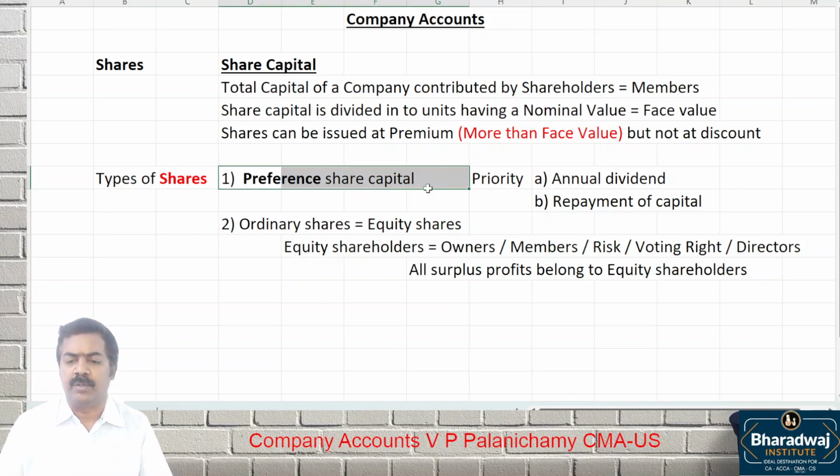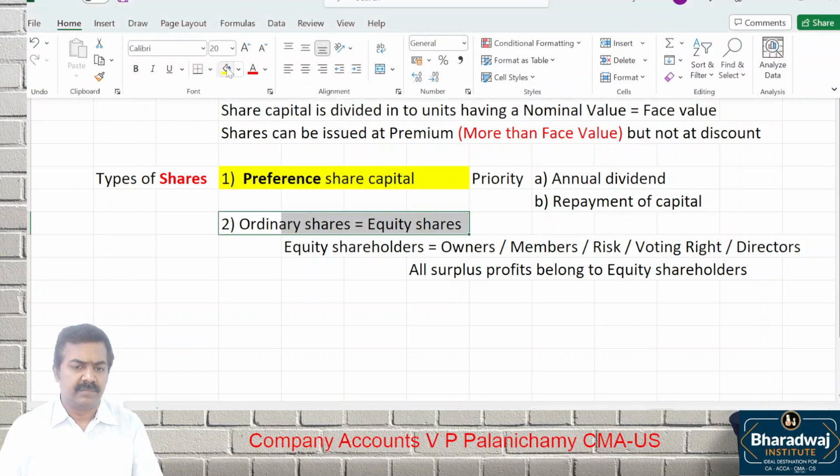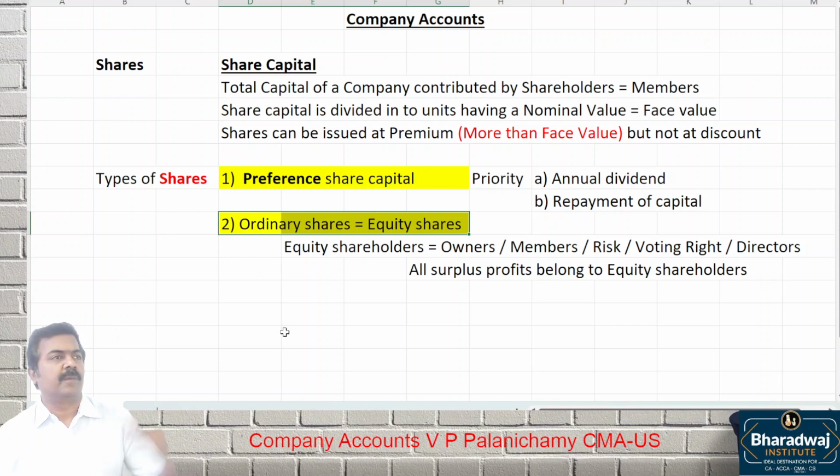Why should there be two different types of capital? Why should you have ordinary share capital and preference share capital? Why not directly give ordinary shares and be done with it? Why should you have a preference share capital?